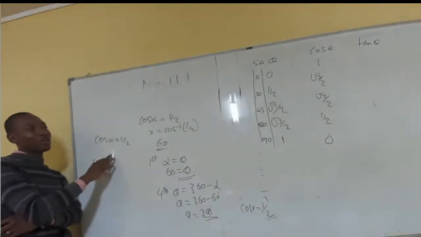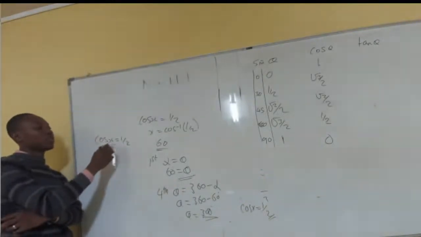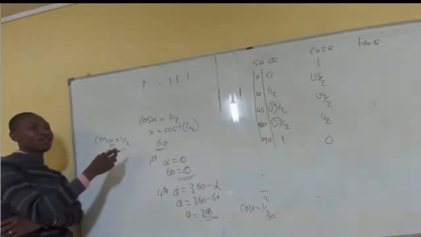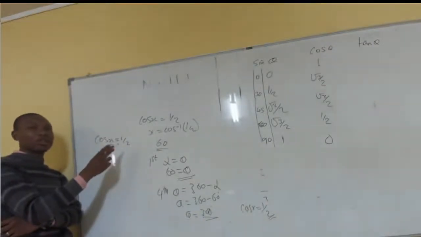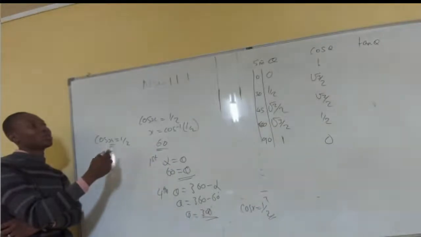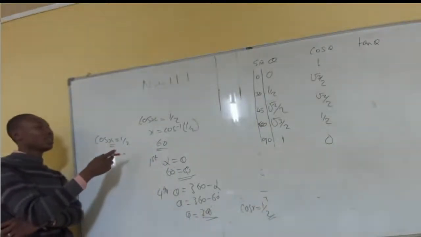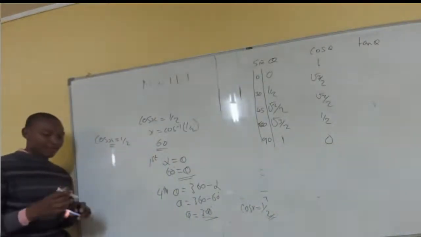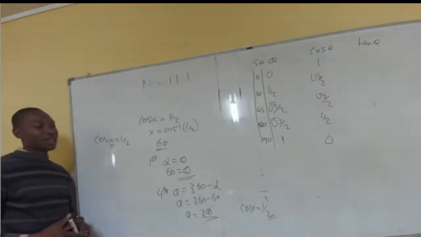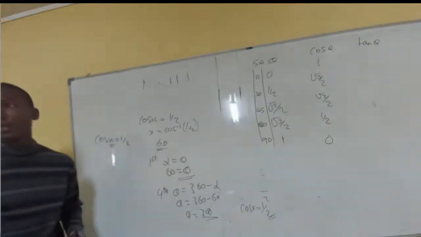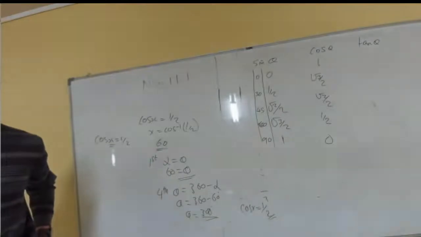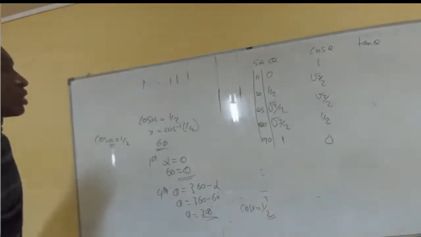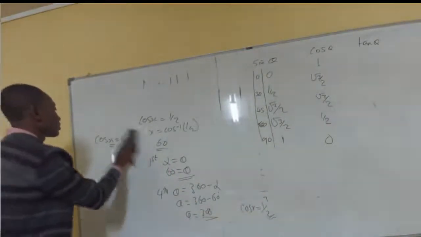Since you have alpha, you're now looking for theta. When you find the inverse, that is alpha, the terminal side or the special angle. Then you find theta using the particular formula for the quadrant that is given. That's how you solve such a question. Let's go to the next question.